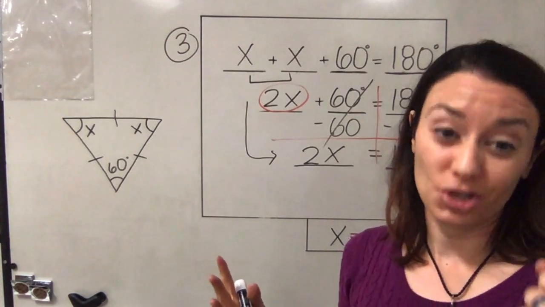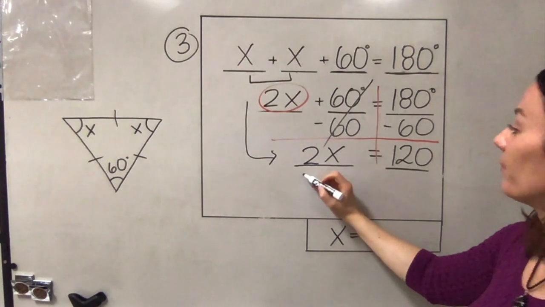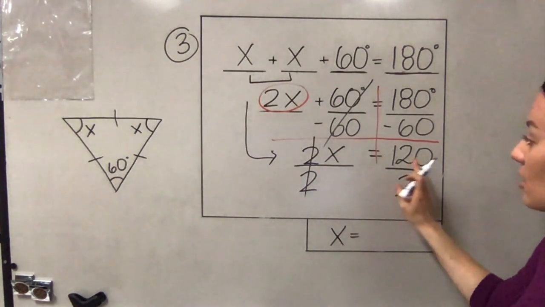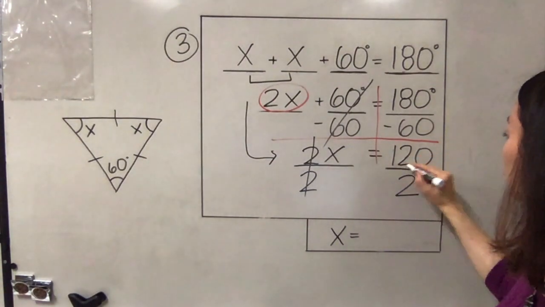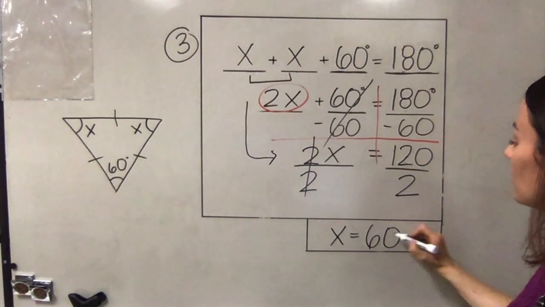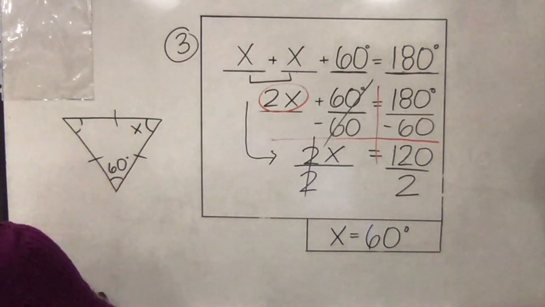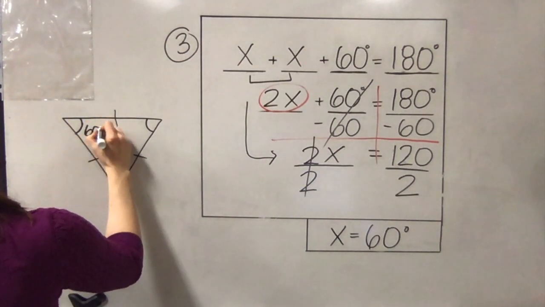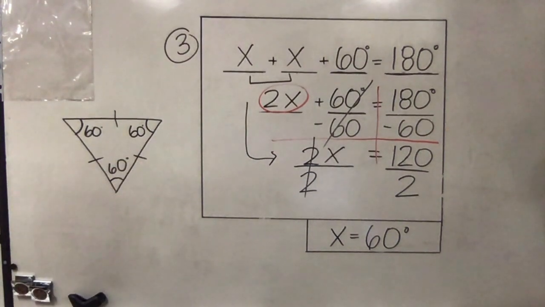I want to find out just what one of those angles is. So I need to divide by 2. 2 divided by 2 is 1. What does x equal? What's half of 120, or 120 divided by 2? 60 degrees. So we know that in an equilateral triangle that is also isosceles, each one of the angles is 60. 60, 60, 60. Go ahead and get that down.